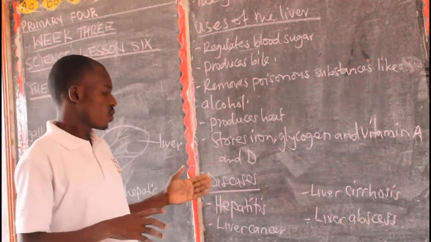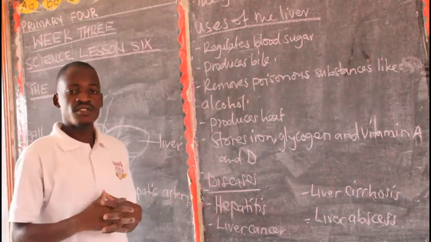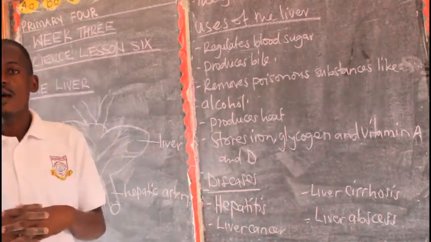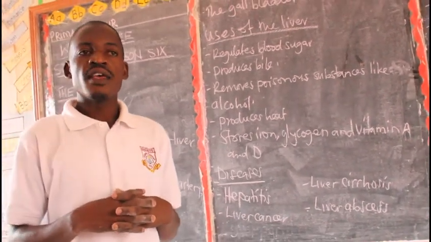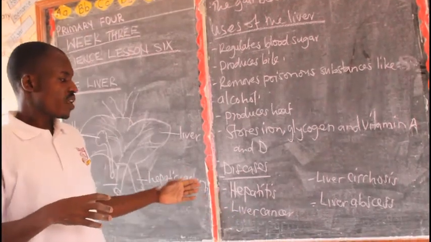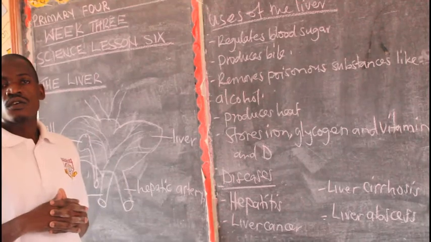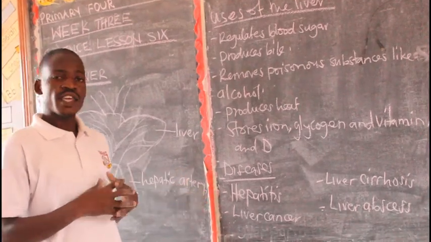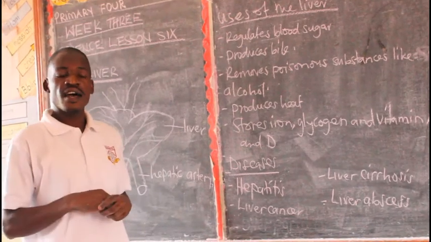Then diseases that affect the liver. We have one called hepatitis. We have heard about hepatitis B, and very many people have been immunized against hepatitis B. Hepatitis B is basically caused by taking unboiled water. So it's a waterborne disease. If you take unboiled water, you are more likely to get hepatitis, and it affects the liver.